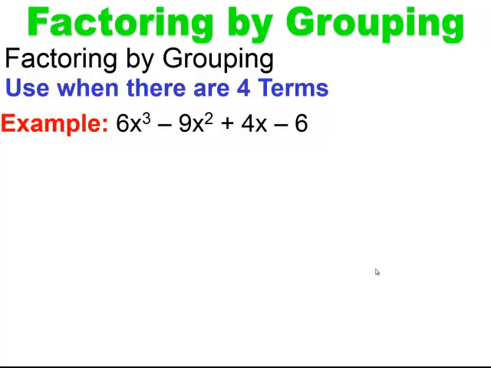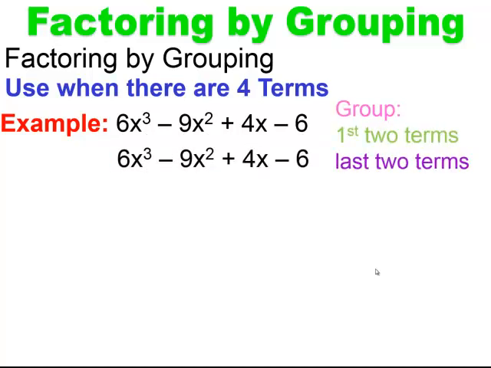To factor by grouping, you need to have 4 terms. So factoring by grouping, when you have 4 terms, the process that you take is you're going to use grouping symbols. Now, grouping symbols in mathematics is parentheses. So when we want to factor by grouping, we're going to group.